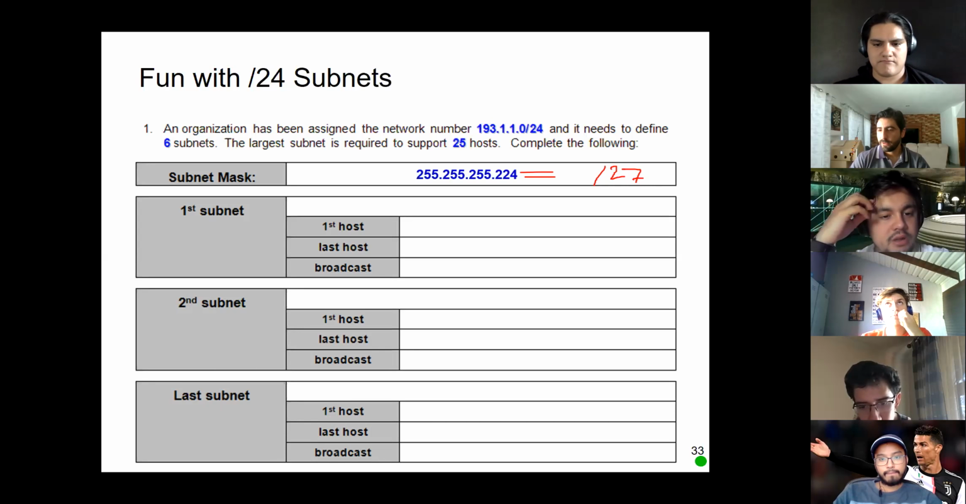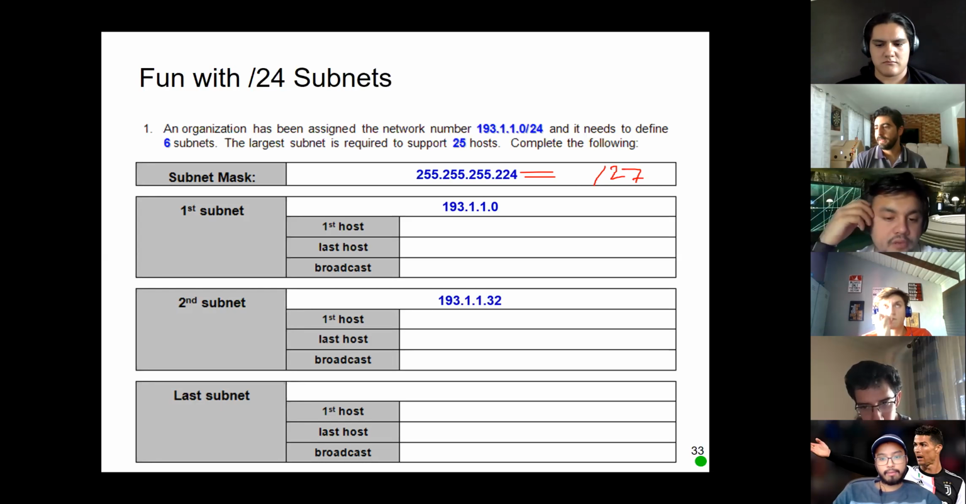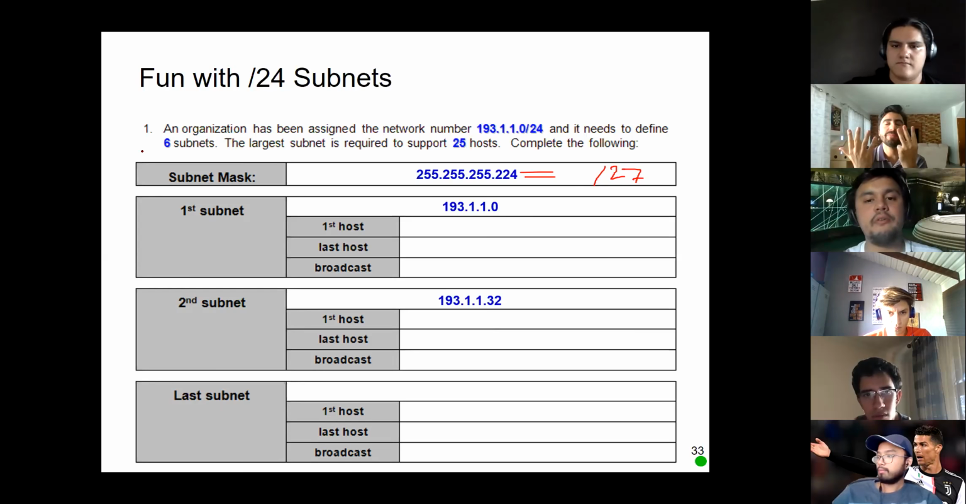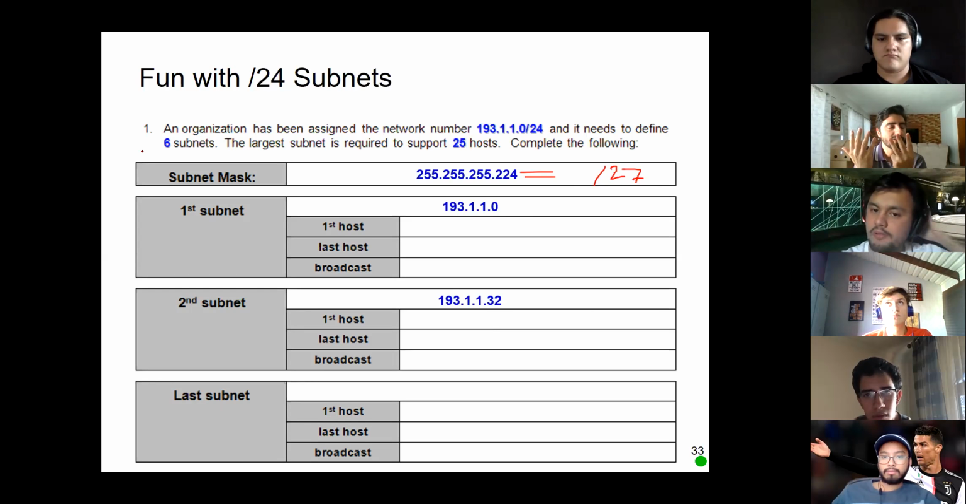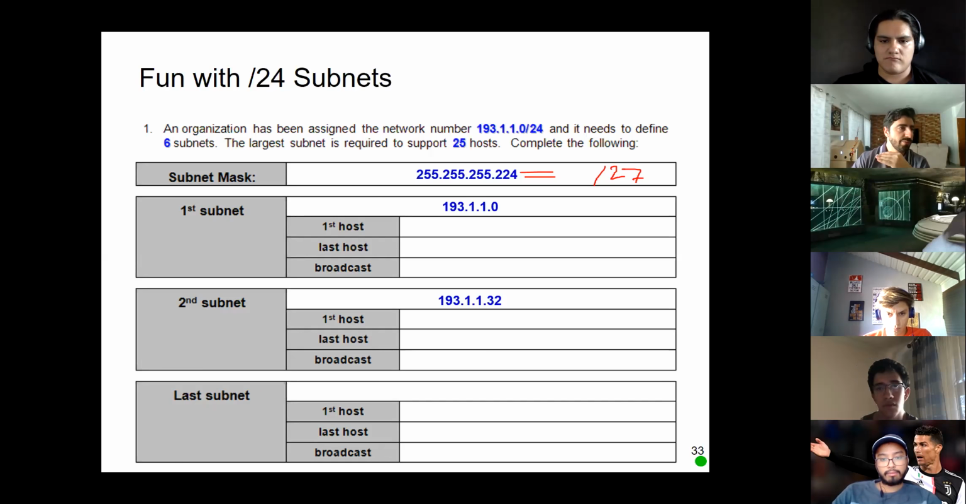Okay. So then the first subnet starts from 0, of course. This is not the IP address for the host, but the subnet. The second starts from the next one, from 32, because now you have 3 bits for the subnet part and 5 bits for the host. So 2 to the power of 5 is 32. So basically it means the jump or difference between each subnet is 32.